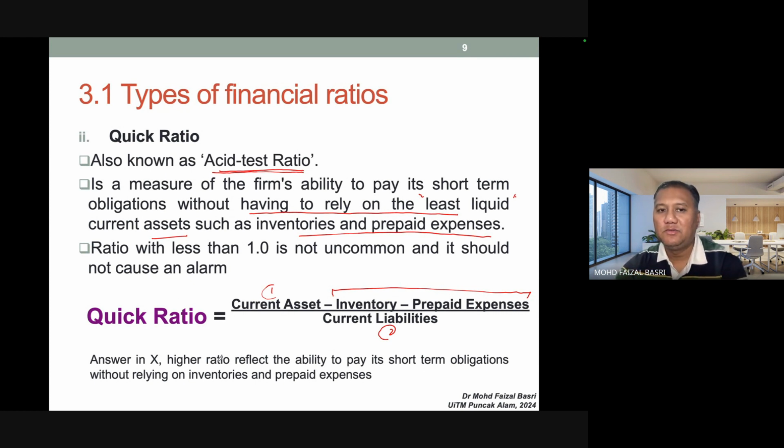So again, the answer also in times. High ratio juga lagi bagus because it shows the ability to pay short-term obligations on time. But like I said, tambah perkataan ni lah, without relying on inventories, also prepaid expenses. Okay, so this is our second ratio, quick ratio.